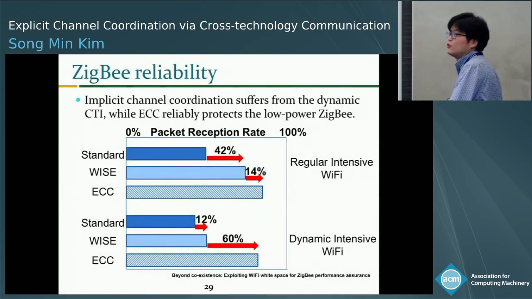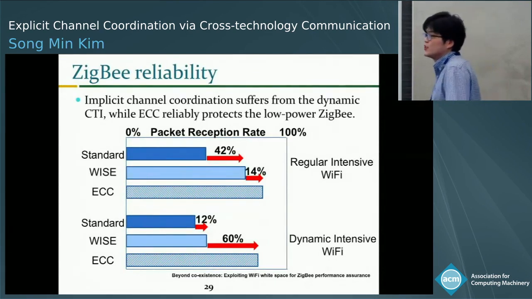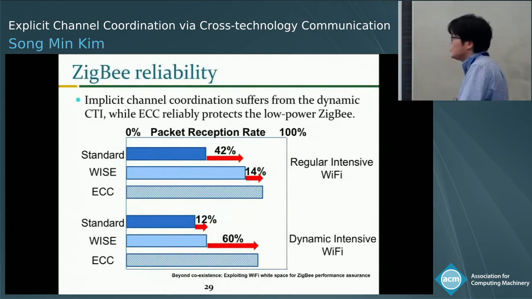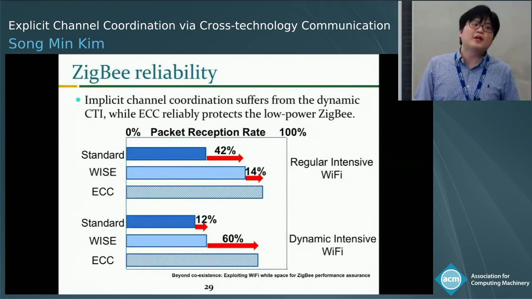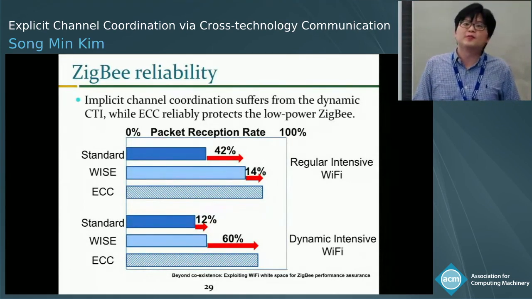of WISE starts to drop significantly, which is 60% less than ECC. The reason is that under dynamic Wi-Fi traffic, it becomes much harder to statistically infer the idle time.